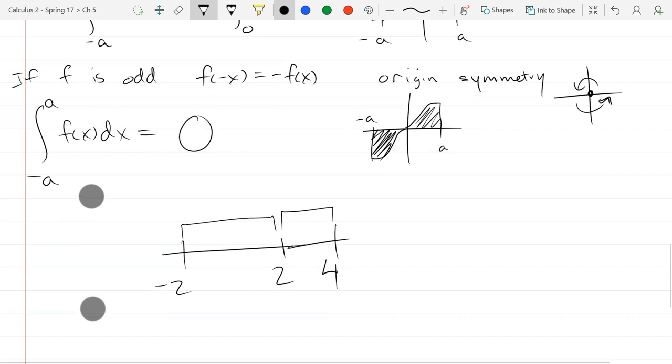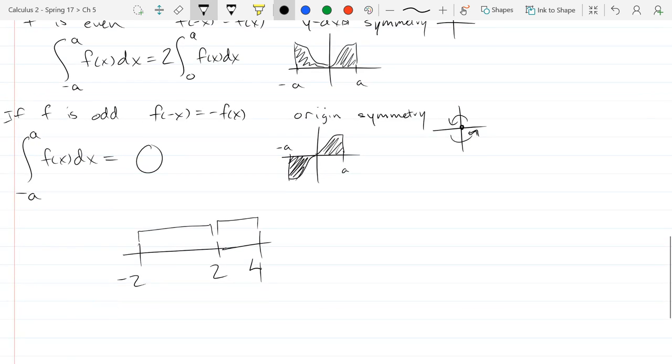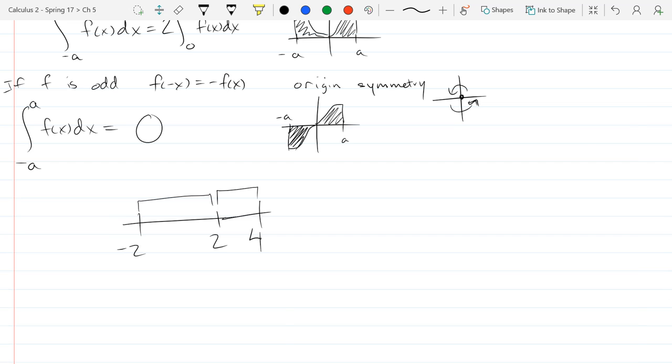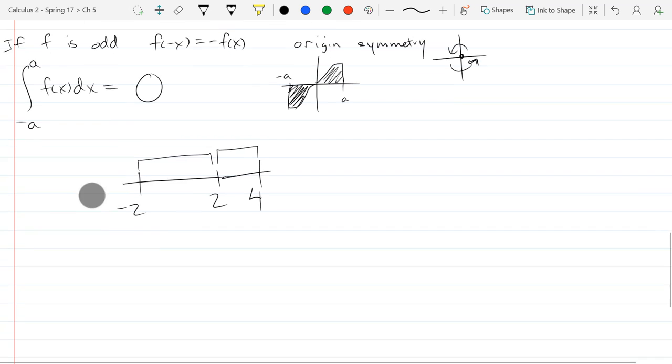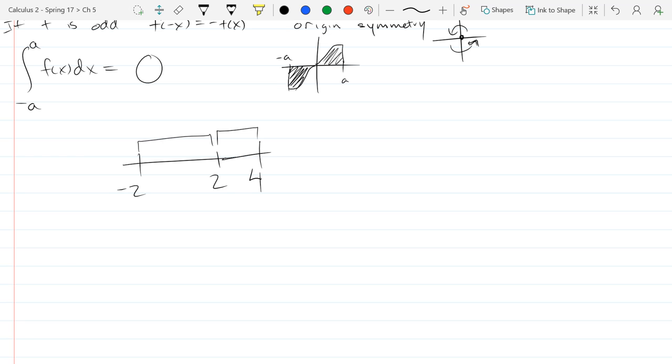But overall, I'd probably only use symmetry if it went from negative number to a positive number. Otherwise, you're probably not going to save. The chance you introduce an error is probably higher than the amount of time that you might save. All right, so we can use symmetry sometimes.